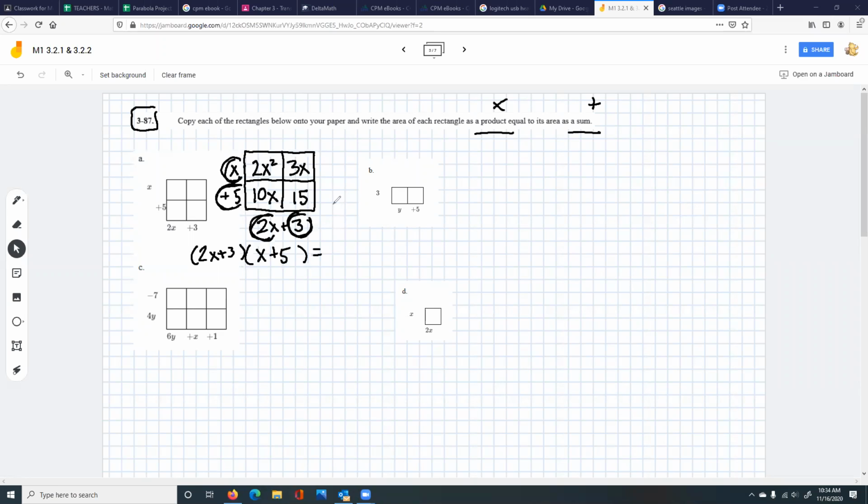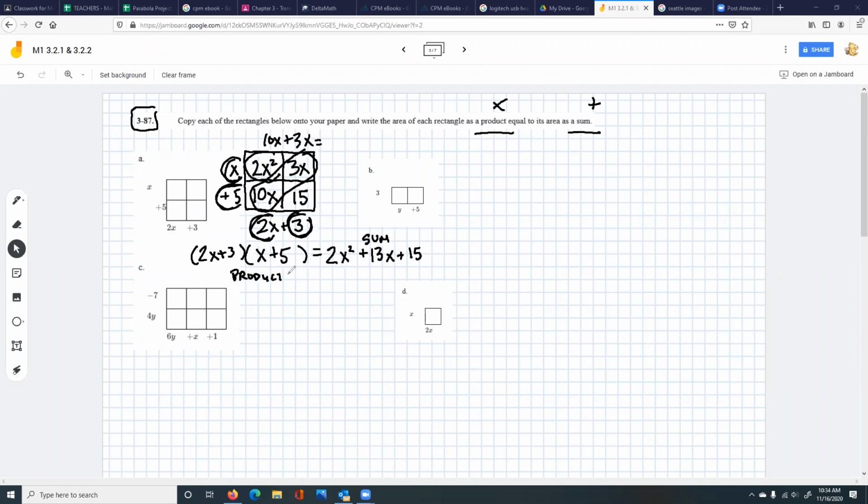Okay, so start with the biggest term, the x squared, the 2. I'm going to start with that one. So I'm going to put 2x squared. And then I'm going to add these 2 together, the diagonal ones, because they're the same. What is 10x plus 3x going to give us? 13x. And then lastly, we'll put the constant term 15.